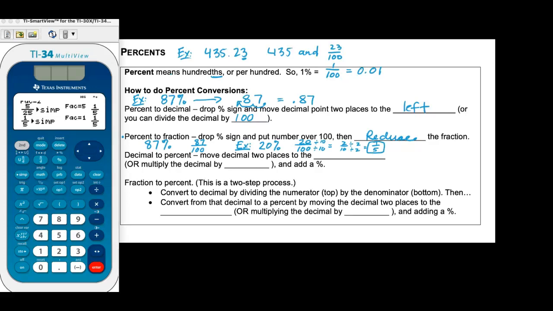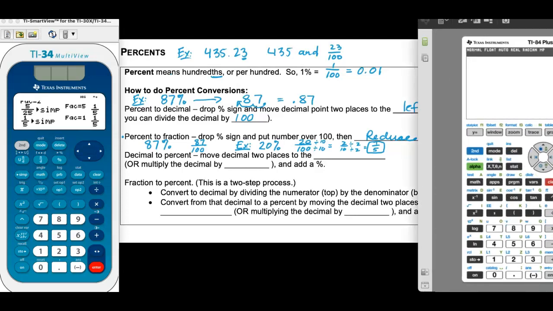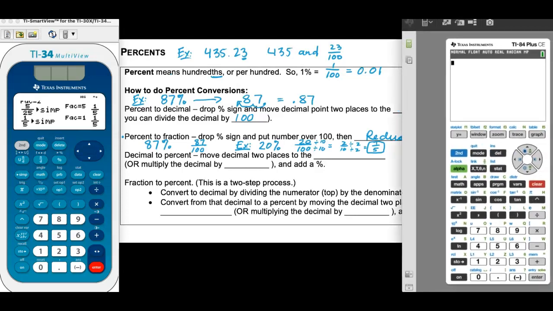And then real quick, I'll show you also with the graphing calculator, in case you have one of those, what you could do. Here, let me move it over a little bit.